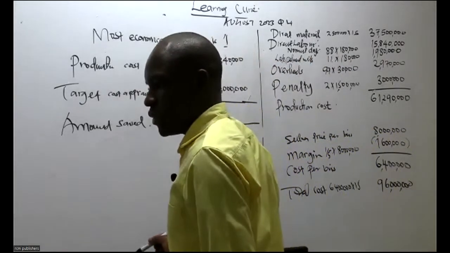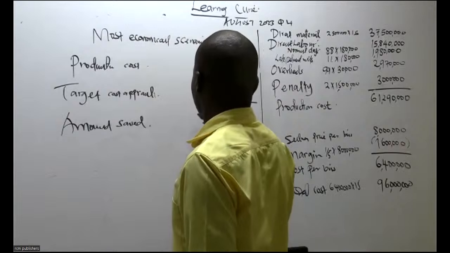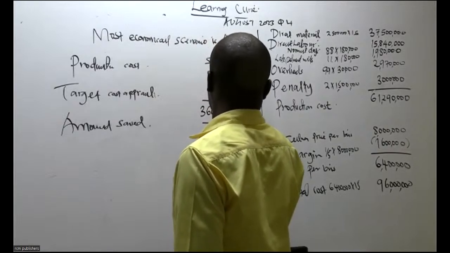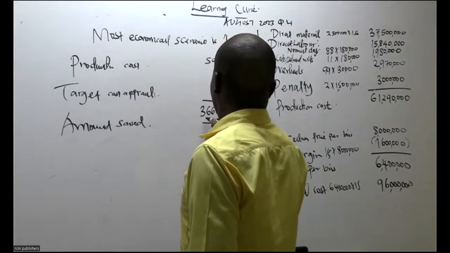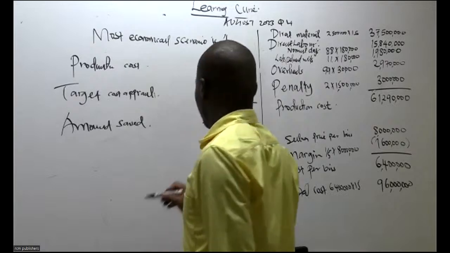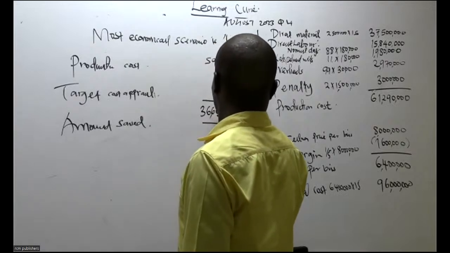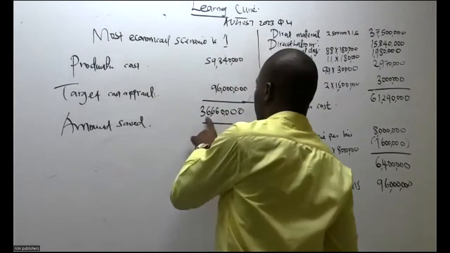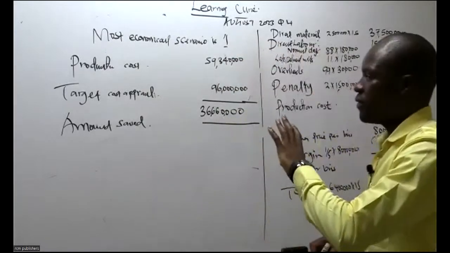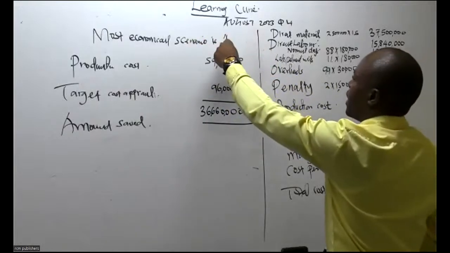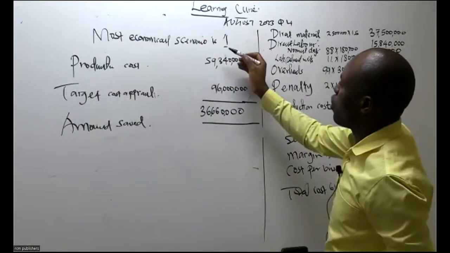36,366. Is it 36 million? So that is what they are going to save. That's the amount saved if they use scenario 1, which is the most economical.